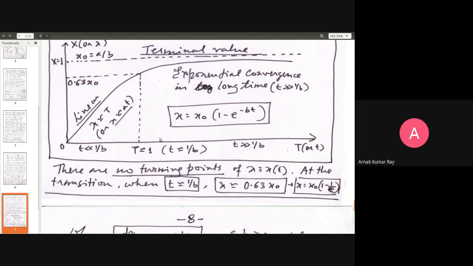At the transition, where t is approximately equal to 1 upon b, small t is equal to 1 upon b, you'll have e raised to minus 1. So x is equal to x naught into 1 minus e raised to minus 1. So that will be equal to 0.63. So here is roughly around 60% or 63% of the total growth that is possible. You will have a transition from one behavior to the other. So various physical systems can behave like that.